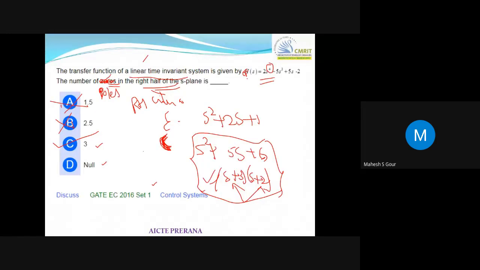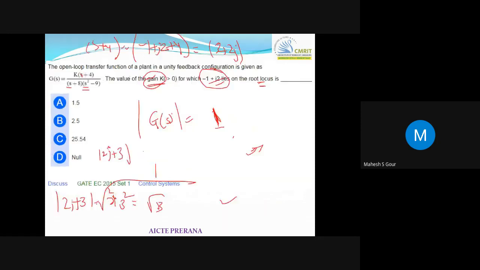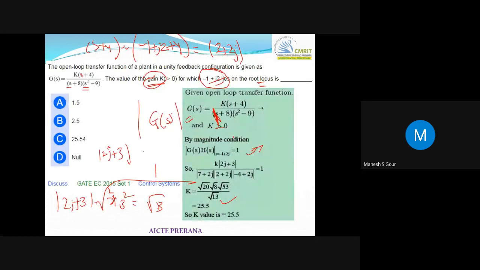Especially at the GATE level, how much I can do, I am doing. Got it? If you spend another 2 to 3 hours on this topic for GATE, then you will be fully thorough with respect to root locus. Okay, so I hope it is clear now.